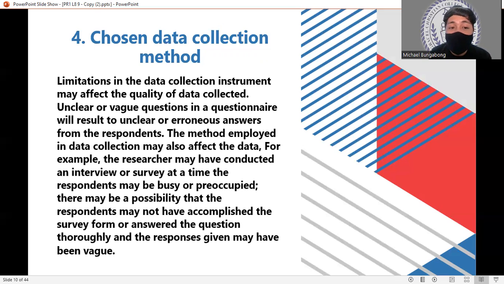The method employed in data collection may also affect the data. For example, the researcher may have conducted an interview or survey at a time. The respondents may be busy or preoccupied. There may be possibility that the respondents may not have accomplished the survey form or answered the question thoroughly, and the responses given may have been vague.